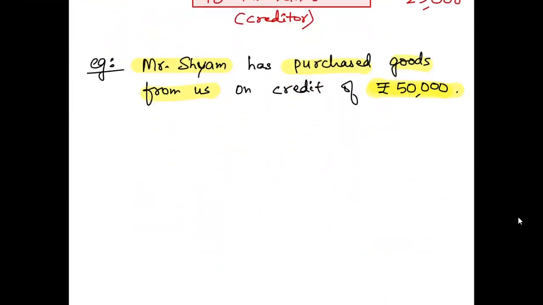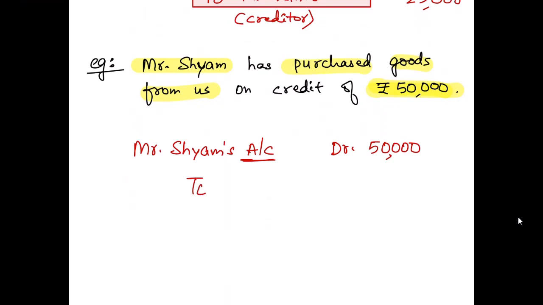So here what will we do? Here we will debit Mr. Sham's account. For account, we write A/C. Mr. Sham's account will be debited by 50,000 rupees. And obviously, if I have sold something, the goods will go out. So I will write, to sales account, 50,000 rupees.